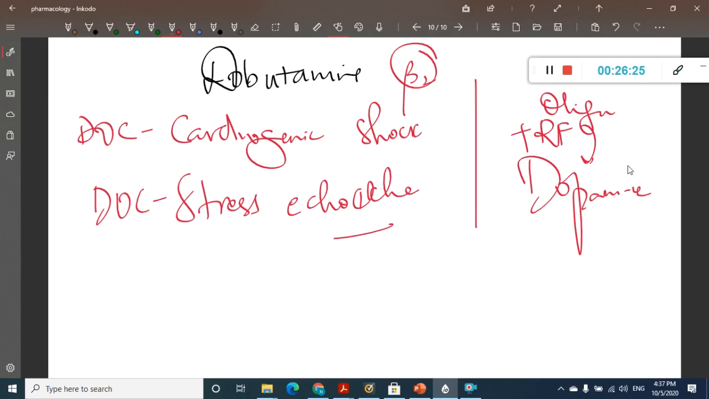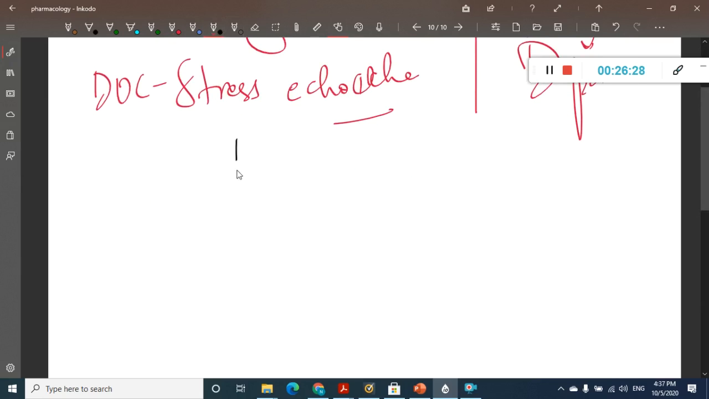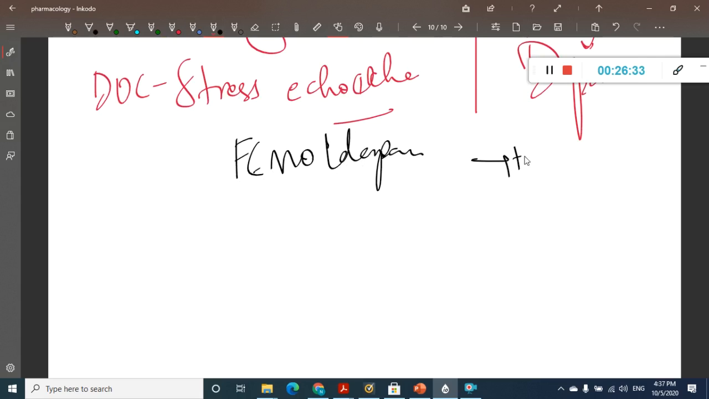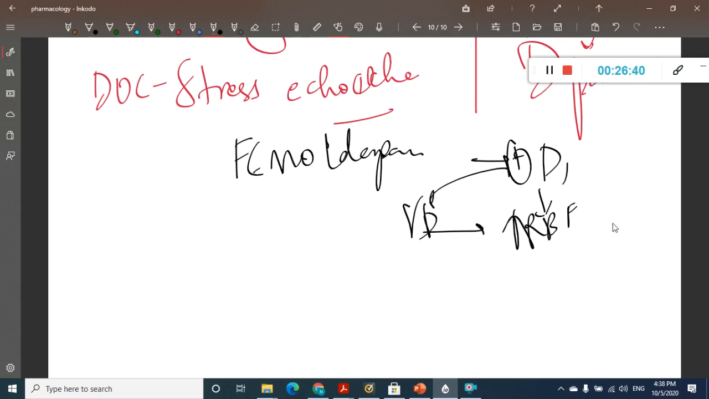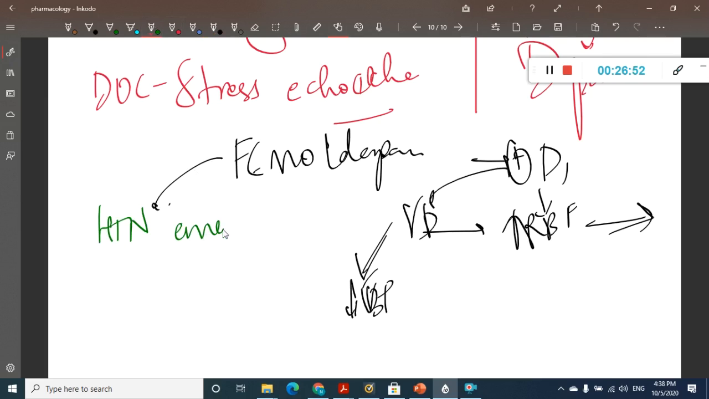Okay, then the next drug which is important is fenoldopam. This fenoldopam activates D1 receptors and thus increases the renal blood flow. Okay, this D1 causes vasodilatation, increasing renal blood flow, and finally, because of this vasodilatation, it will decrease the BP also. Okay, what is its use? It is used in hypertensive emergency, and it is used in renal failure also. So this is about fenoldopam.